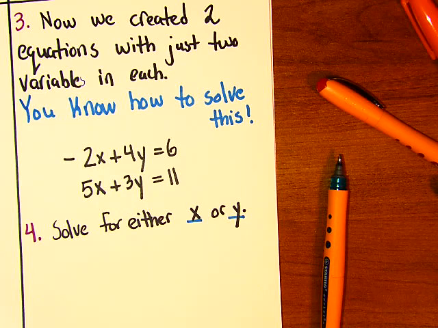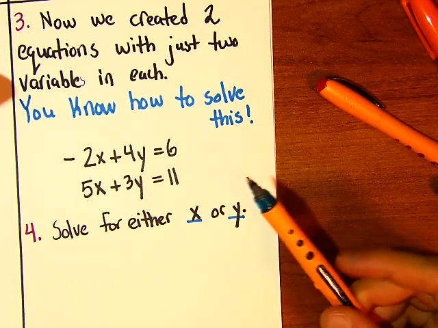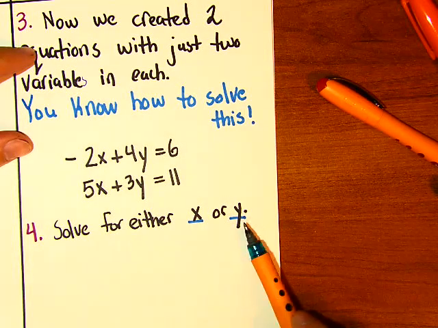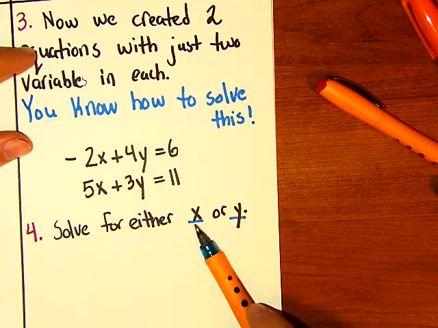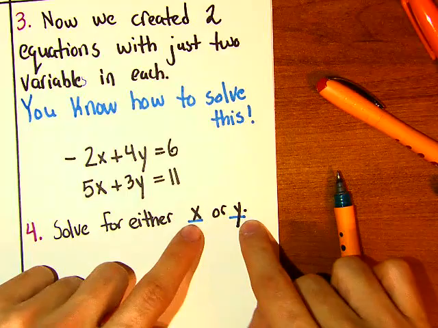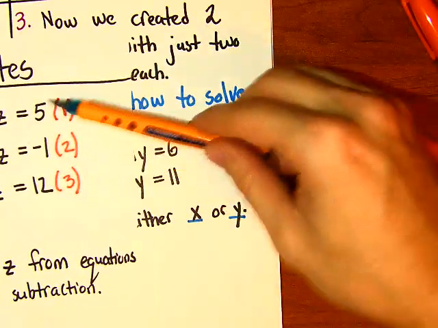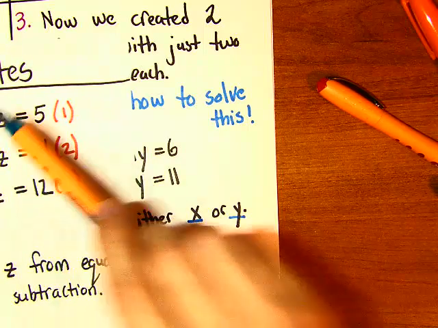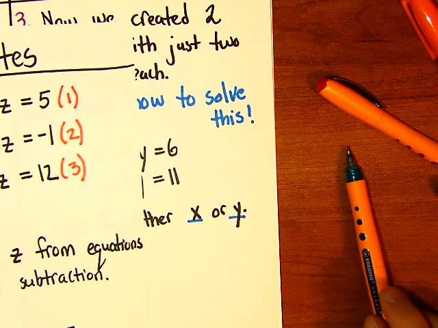So what I want you to do is try and complete this. Solve for either x or y. Once you get one of them, find the other. And then once you have a numerical value for x and y, you just plug it into one of the originals and you get z. And that's it, all right?